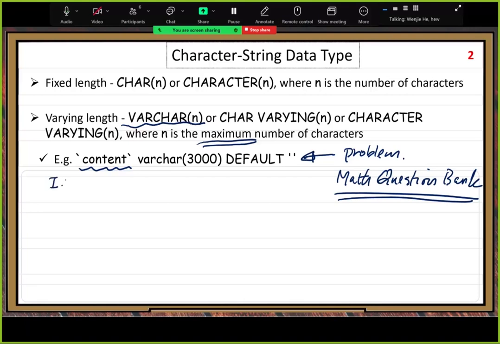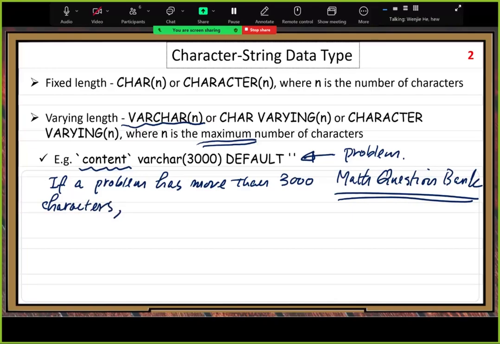So if a problem has more than 3,000 characters, what would happen? There are some possibilities, so you can imagine. When you enter such a long math problem, will you get a rejection from the DBMS, or is the problem accepted but the part after 3,000 characters truncated? The second one would happen. So more than 3,000, then truncation.